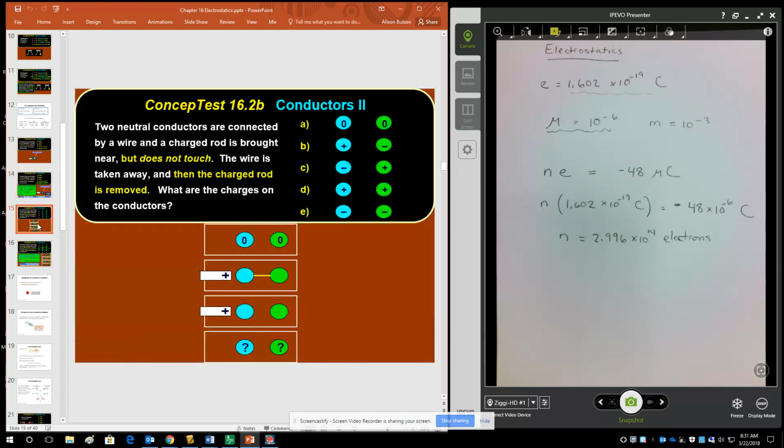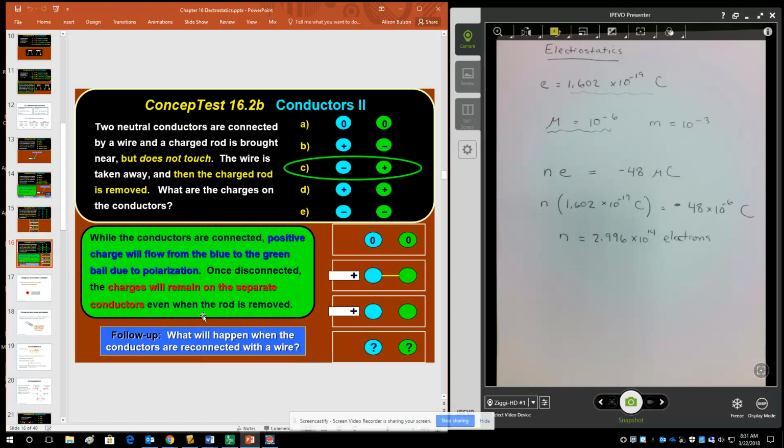Trick question. Okay, so now we have two neutral conductors and they're connected by a wire, and then a charged rod is brought close but doesn't touch. Then the wire is taken away. What do you think are the charges on the conductor? So we're thinking neutral, neutral, connected with an additional conductor, and that opposite charges attract. While this positively charged rod is here, still pulling on opposite charges, we take away that path of conduction. What do you think the charges on the blue and the green balls might be?